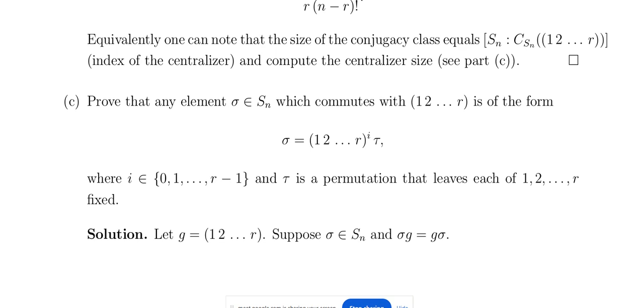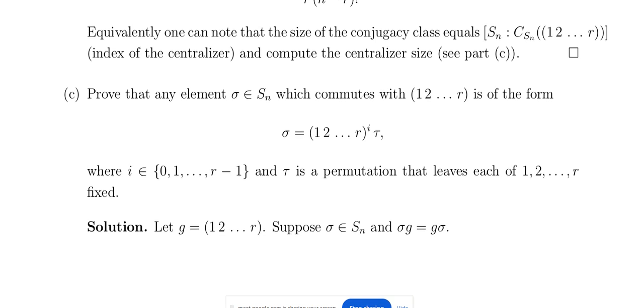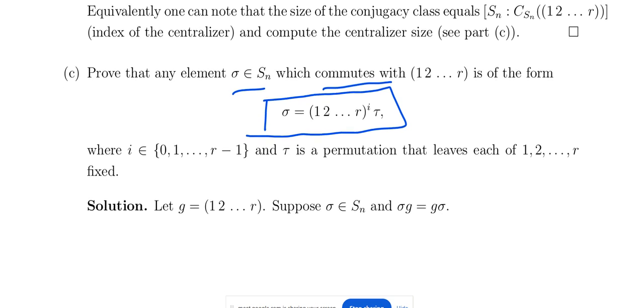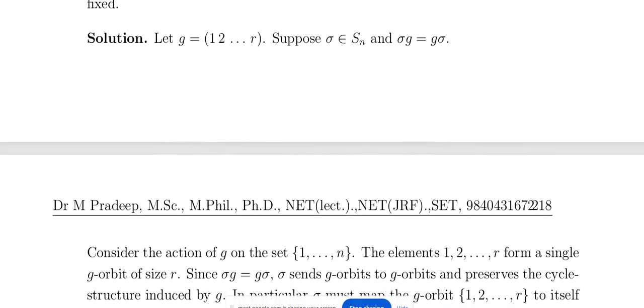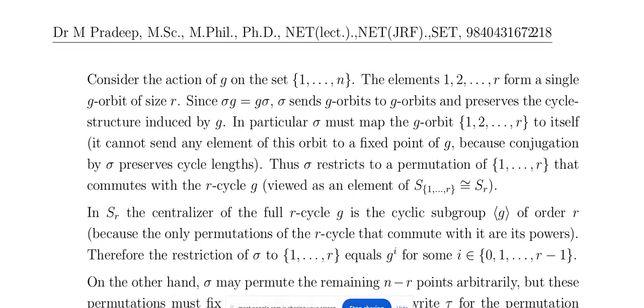The third one: any element sigma belonging to Sn which commutes with (1 2 ... r) is of the form sigma equal to (1 2 ... r) to the power i times tau, where i belongs to 0, 1, up to r minus 1, and tau is a permutation that leaves each of 1 to r fixed. We looked at 2 elements, here we look at r elements, and we looked at n elements.